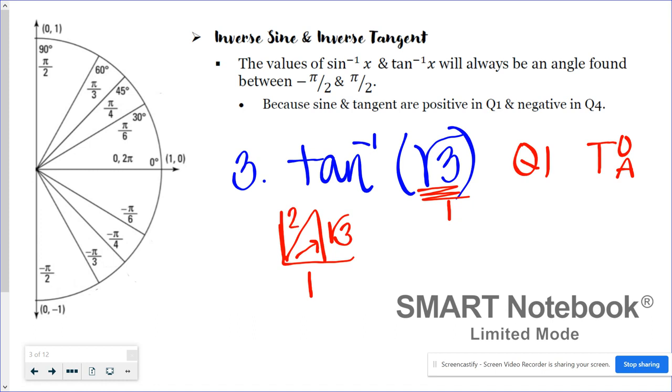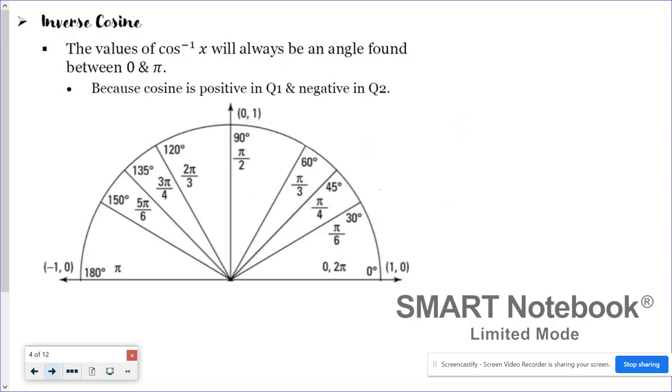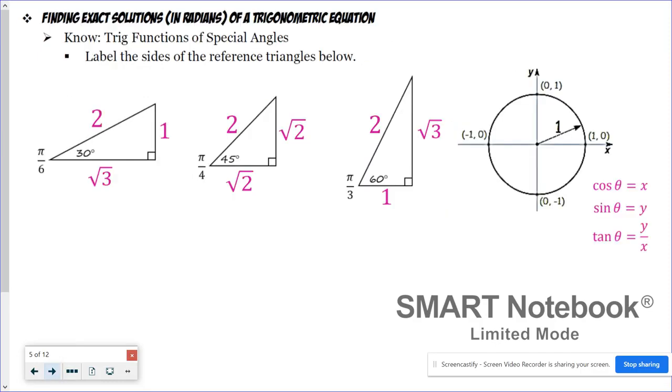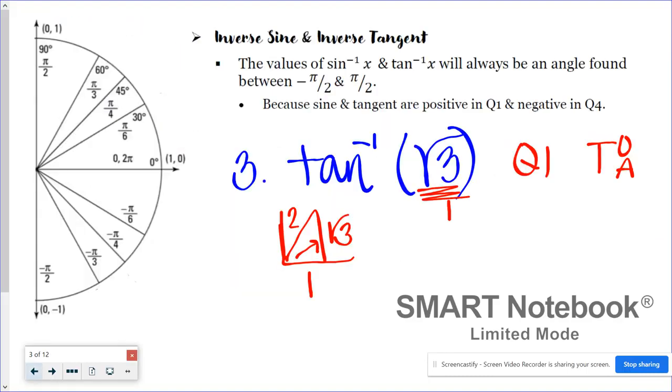Okay, so we have to ask, what's our reference angle? What is the square root of 3 opposite of? If you look at our 3 reference angles, opposite the 30 is 1. Opposite the 45 is the square root of 2. Opposite the 60 is the square root of 3. So for this one, we're talking about a 60-degree reference angle in quadrant 1. And a 60-degree reference angle in quadrant 1 is equal to pi over 3.